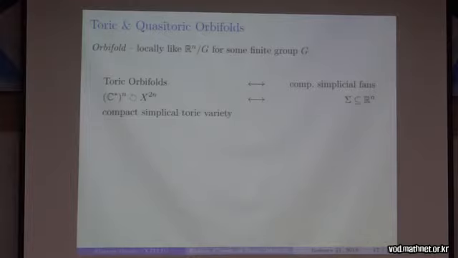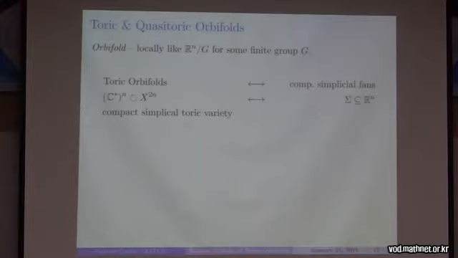So we can think of toric orbifolds as complete simplicial toric varieties. So the difference now is we've got simplicial instead of smooth, and again this comes with a half-dimensional torus action, and it's associated in one-to-one correspondence with complete simplicial fans.